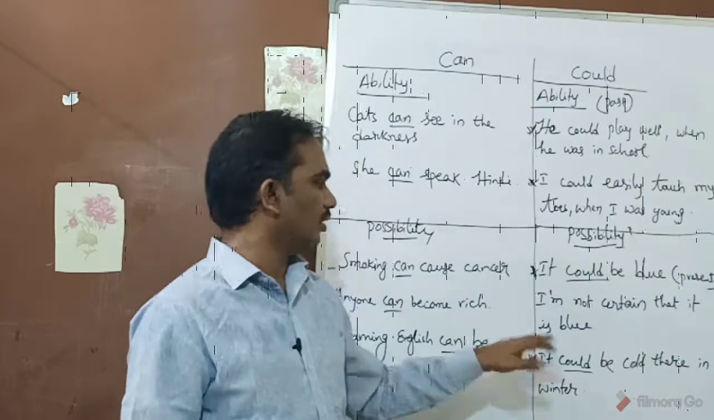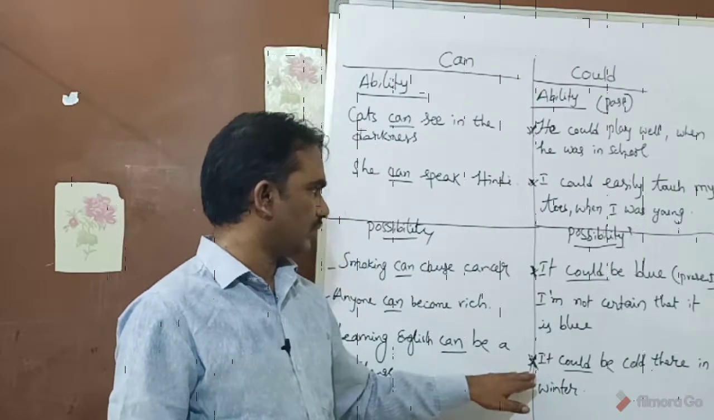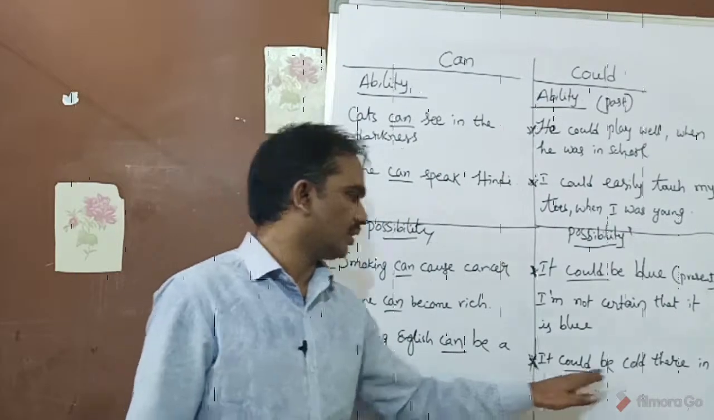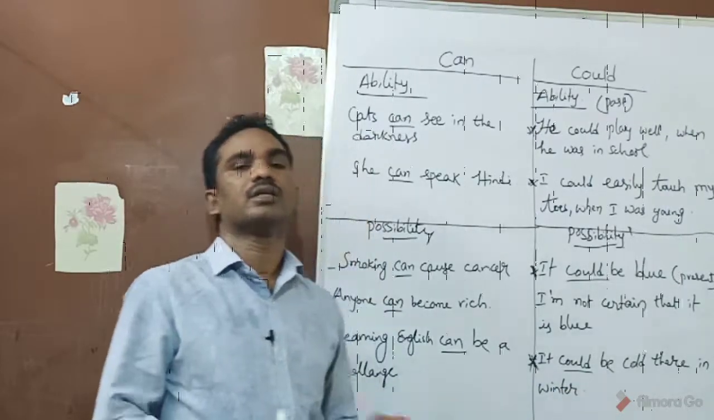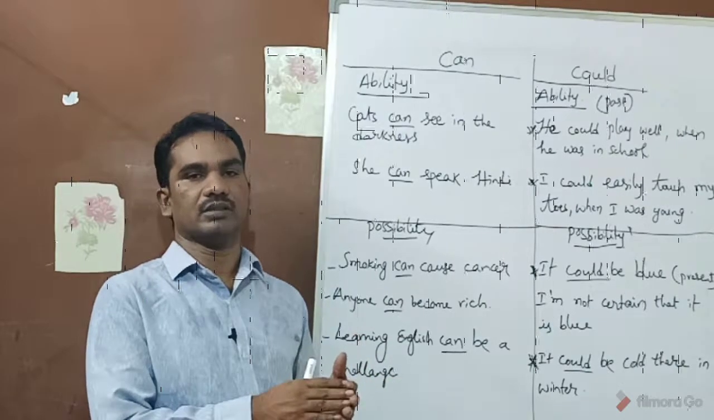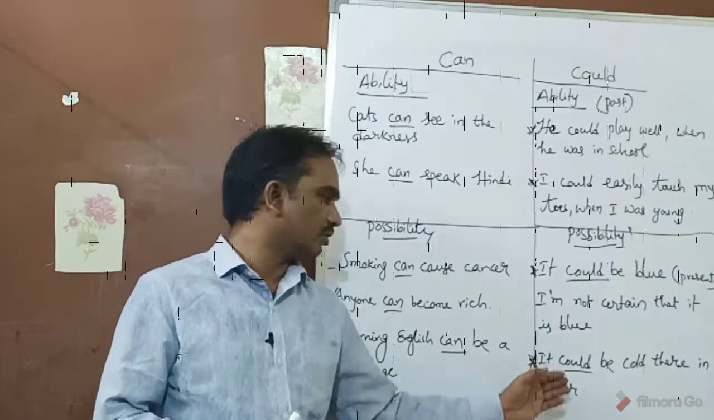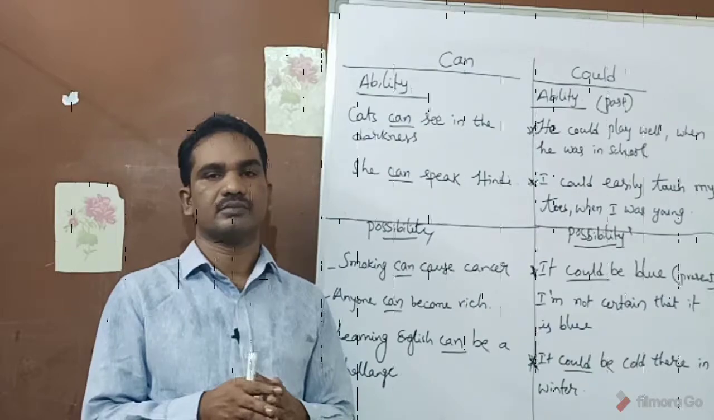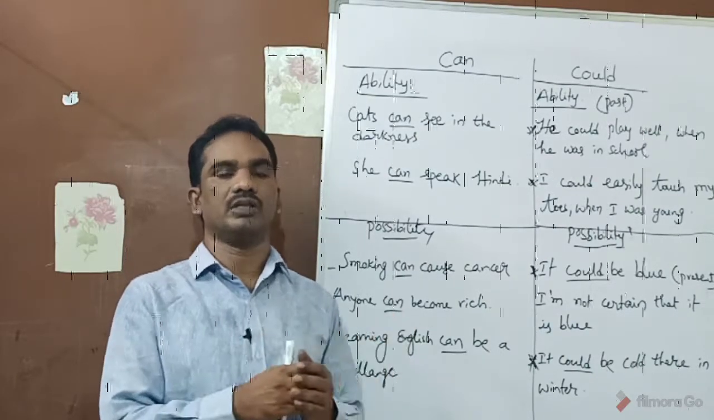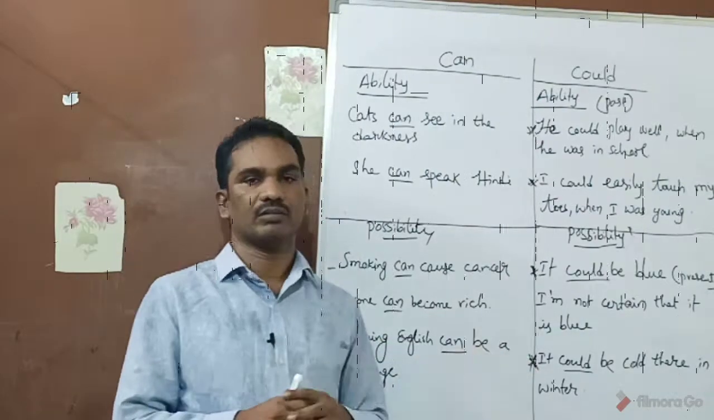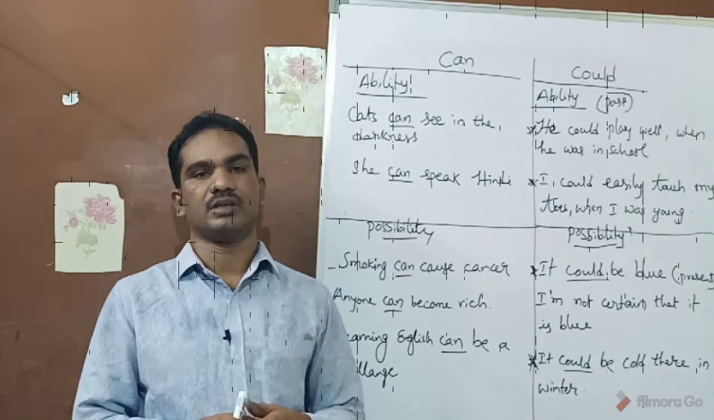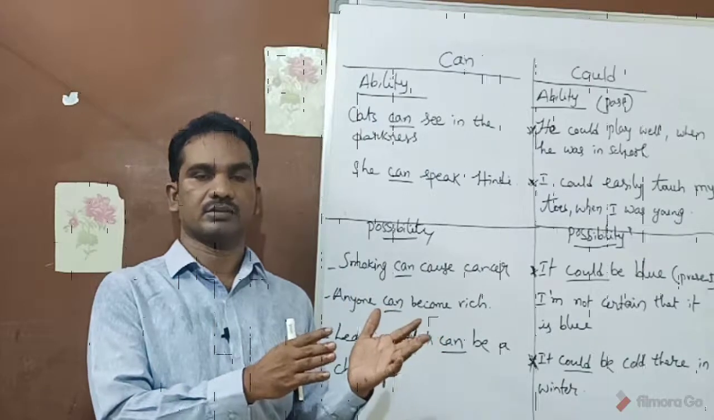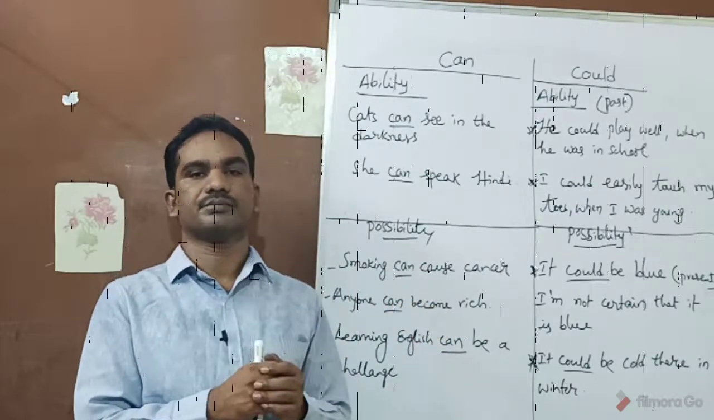So next thing, you look here, last example under possibility: it could be cold there in winter. It could be cold there in winter means sometimes it is very cold in winter. So this time also it could be cold there. That means there is no guarantee, right? You are not 100% sure about it. Then you can say it could be, right? So he could be right, for example. He could be right. That means you're not saying that he is right. Maybe he is right.